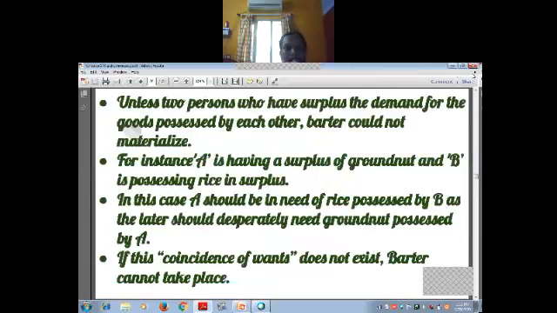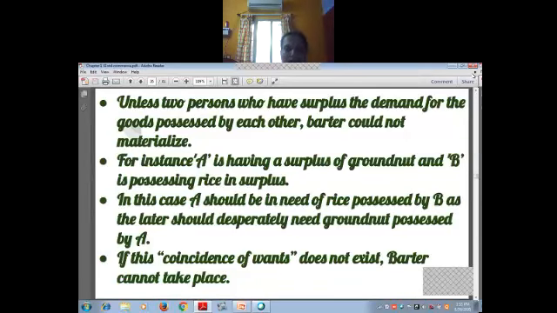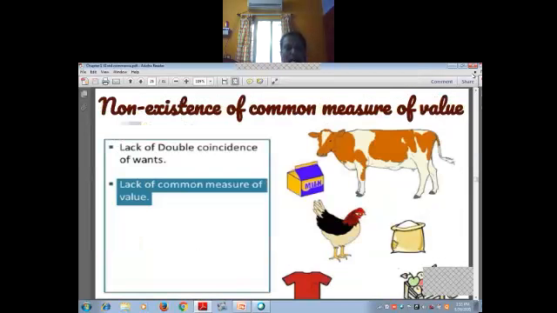Unless two persons have surplus and demand for the goods possessed by each other, barter could not be materialized. For instance, if A has a surplus of groundnut and B possesses rice in surplus, A should be in need of the rice possessed by B, as the latter should separately need the groundnuts possessed by A. If this coincidence of wants does not exist, barter cannot take place. Because somebody needs rice only, they don't want groundnut. So how will it take place, isn't it?